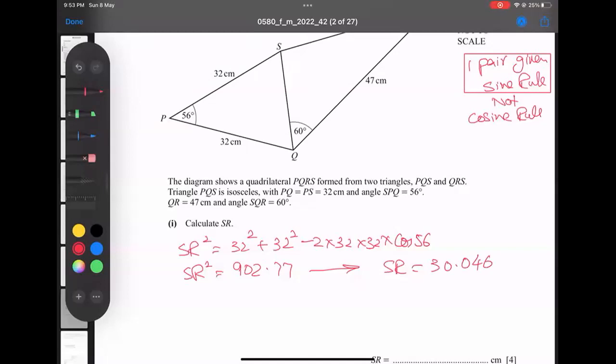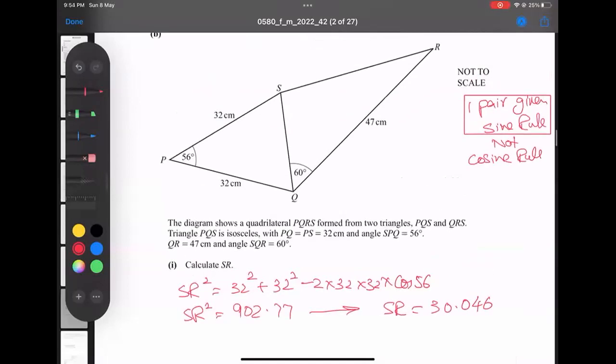Okay. Now it means this length I got is 30.046. I mean to say SR. And again, this triangle, this time I'll use this. First I used this triangle. Now I'm going to use this triangle.